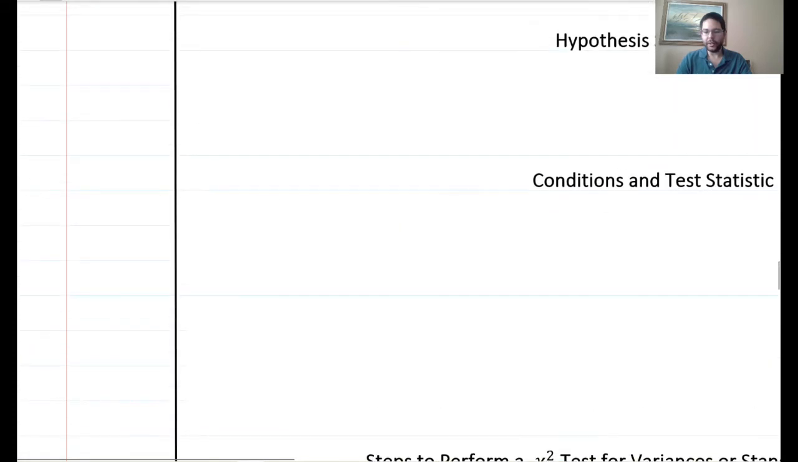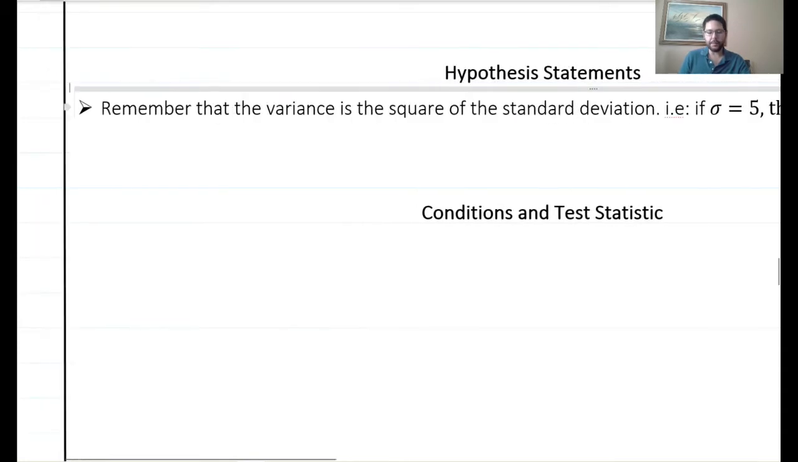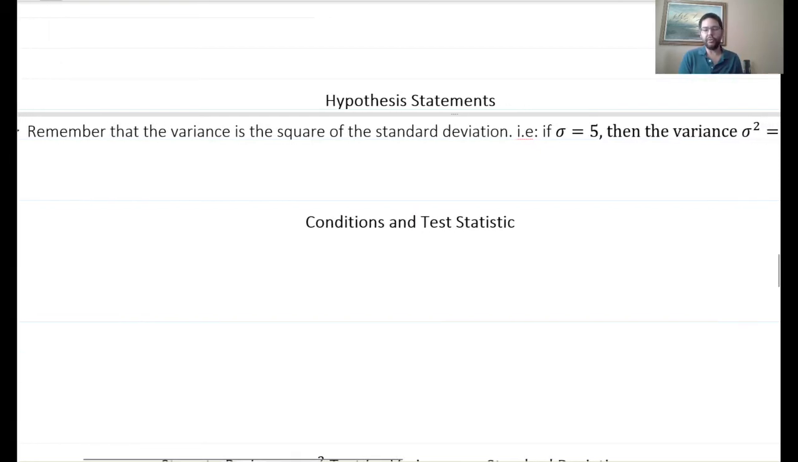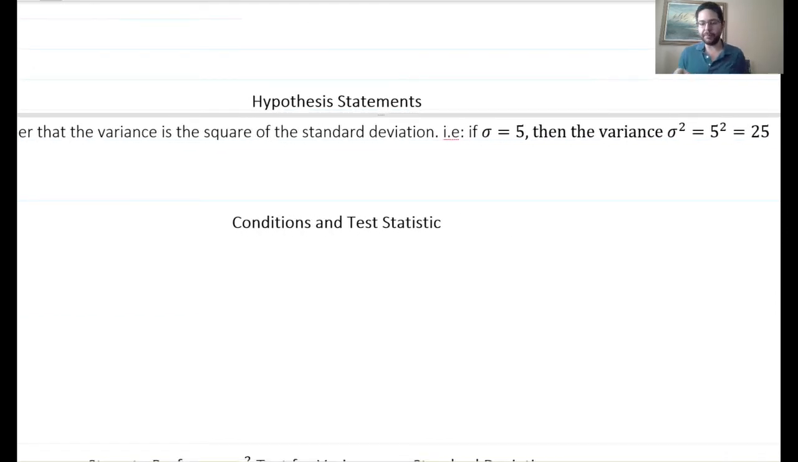Now we're going to show you how to set up hypothesis statements for chi-square. Remember that the chi-square is for the variance or the standard deviation. What is the variance? The variance is the square of the standard deviation. The standard deviation is a measure of spread. If my measure of spread is on average 5 units per number, then my variance is going to be 25. 5 squared is 25. The standard deviation is the square root of the variance. The symbol for the population standard deviation is sigma, and sigma squared is variance. You just have to square the number.